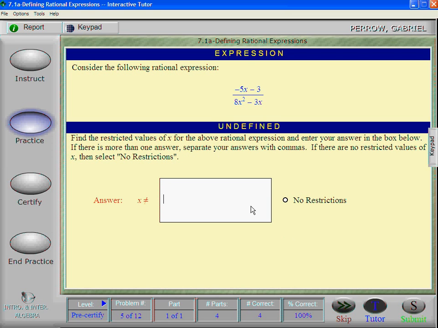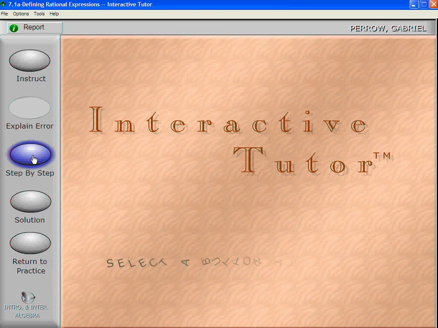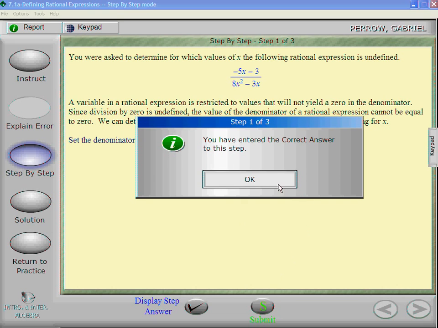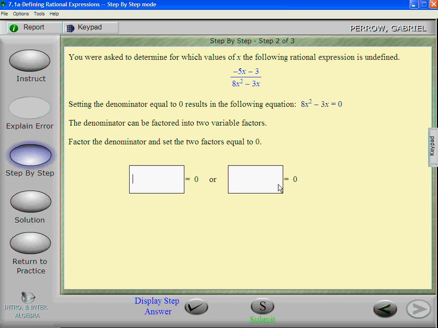So just to see how they break it down in the tutor mode, like we usually do, we got 8x squared minus 3x, and we're thinking about setting that equal to 0 to find restrictions. The process we've looked at is basically using a method of factoring, and we come up with a factor of x when we pull it out front.